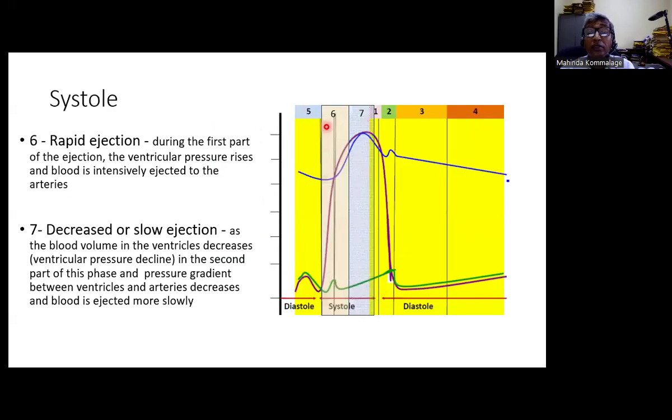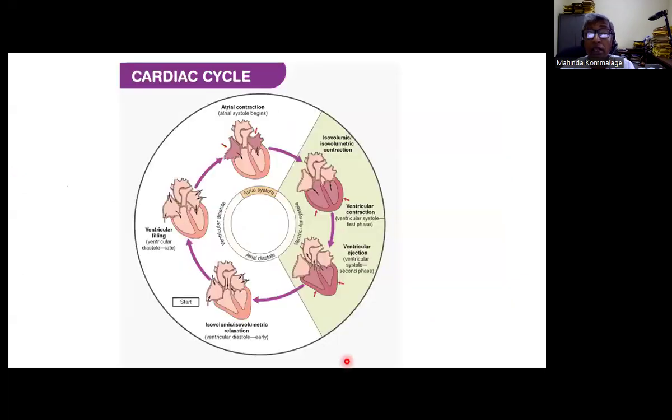So this one is a ventricular systole: isometric contraction, rapid ejection and slow ejection. So I described already, that is ventricular systole, where isometric contraction and rapid ejection, that means rapid ejection and slow ejection. Right. So systole and diastole. And this cycle, I already explained.